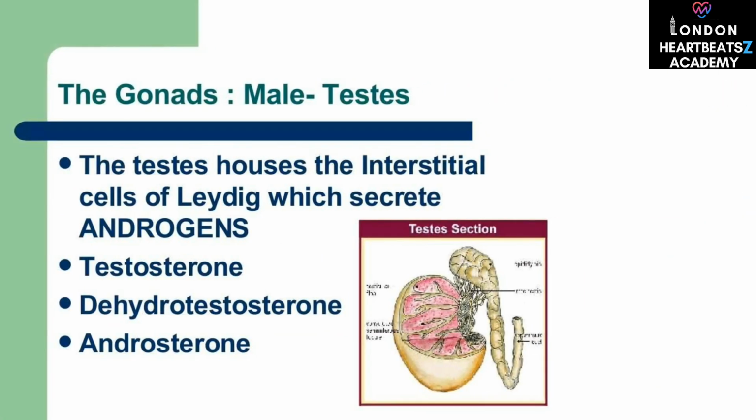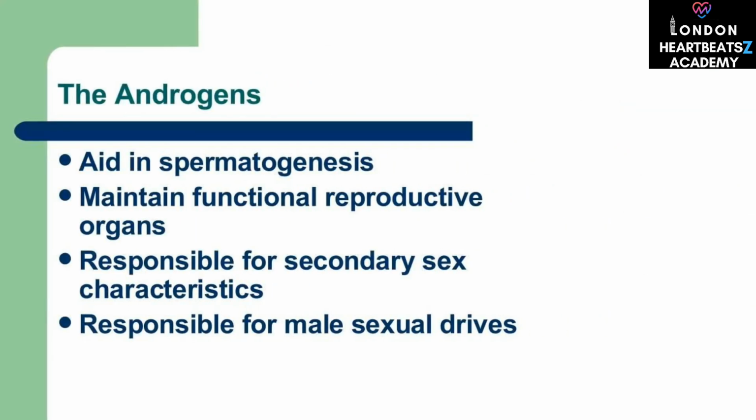Focusing on the male gonads, the testes house the interstitial cells of Leydig, which secrete androgens, including testosterone, dihydrotestosterone, and androsterone. Androgens aid in spermatogenesis, maintain functional reproductive organs, and are responsible for male secondary sex characteristics and sexual drives.